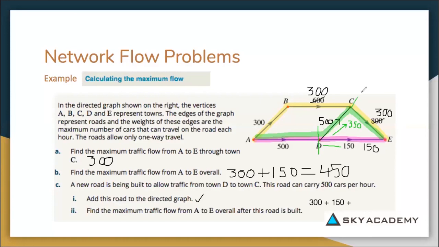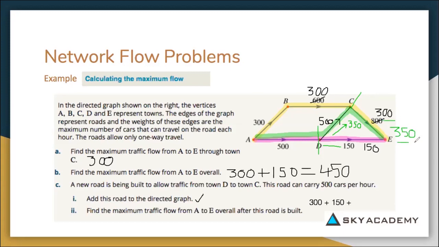So now when we're here, we have a capacity of 800, but we already have 300 going through it. So we just have to check that our new capacity coming through on the green line can fit. So 350 plus 300 is 650. So yes, we do have enough room of the 800 to flow through. So now we also have 350 flowing through. So that is our final amount.